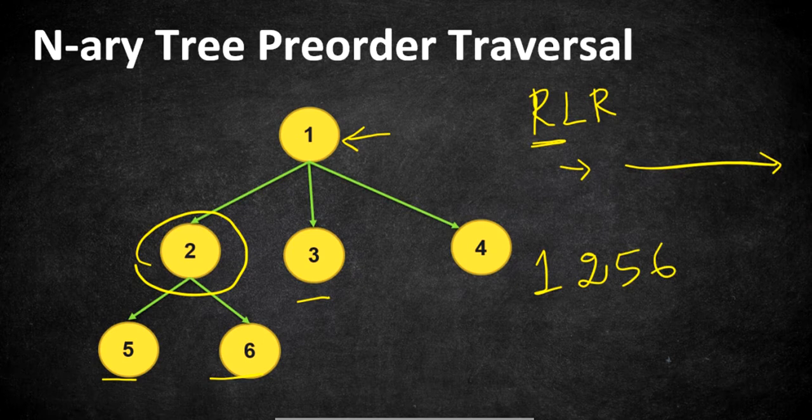So now its children are done. They don't have further children left. So moving on to the next child of 1, which is 3. 3 doesn't have any children, so moving on to 4, we are going to add 4 and 4 also doesn't have any children. So this is going to be the pre-order traversal of the given tree.